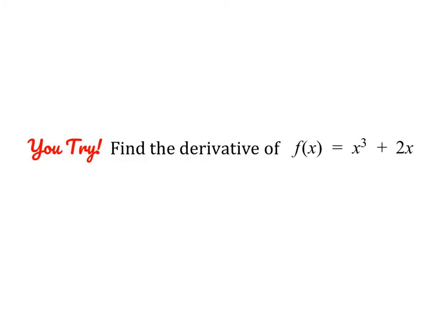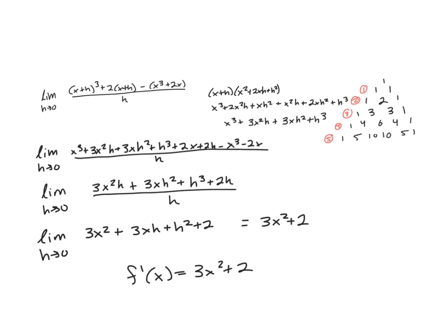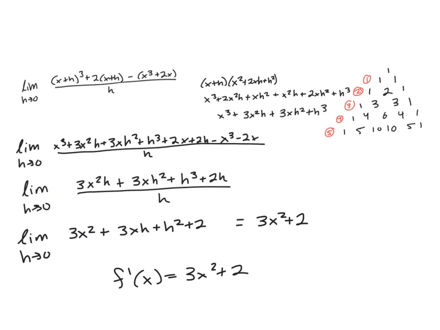Okay, go ahead and pause the video and give this one a try. Please, be careful and take your time with x cubed. You do need to multiply out those binomials. Okay. So here's all the work. Here you can see is where I multiplied out x plus h cubed. I also have a quick little recap over here of binomial expansion using Pascal's triangle.